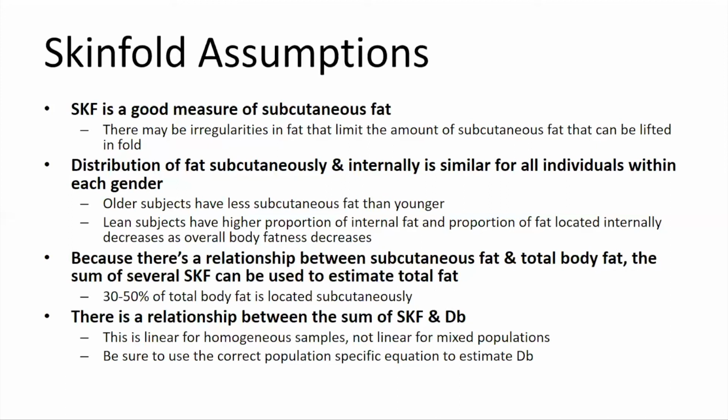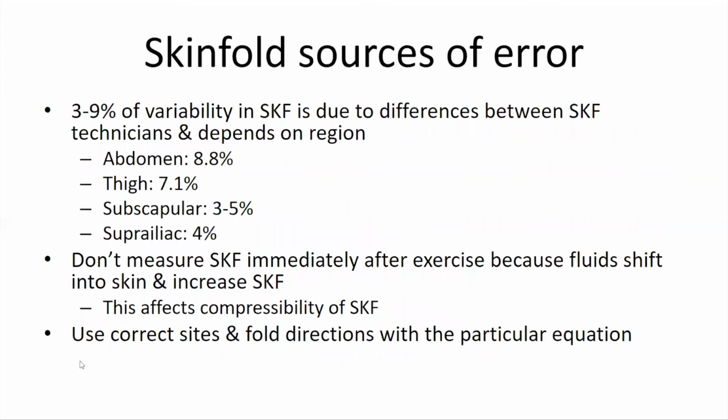Also, another assumption is that there's a relationship between subcutaneous fat and total body fat, and therefore the sum of several different skin fold measures can be used to estimate total fat. And then the relationship between the sum of skin folds and body density is linear. So skin fold measurements have technical sources of error where the person doing the measurement will introduce variability in the measurement. Typically, the abdomen and thigh have the highest percentage of variability.